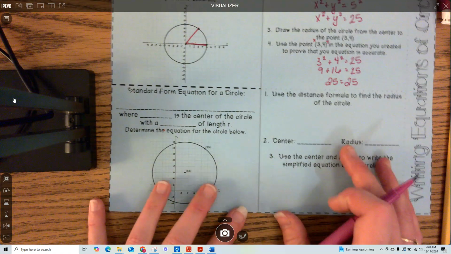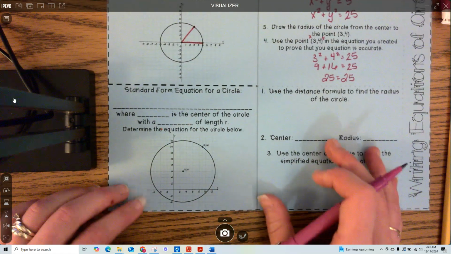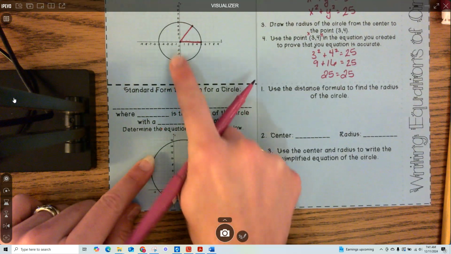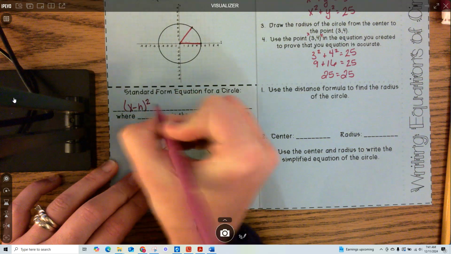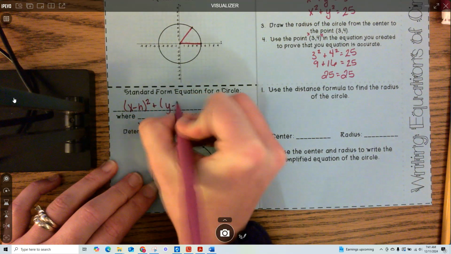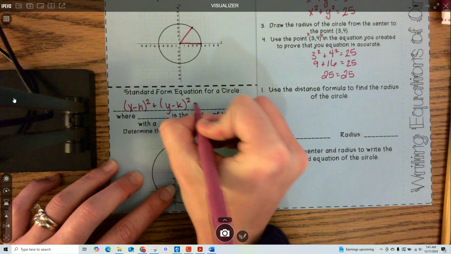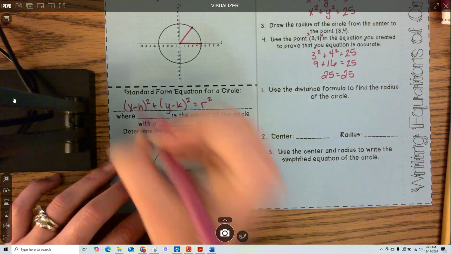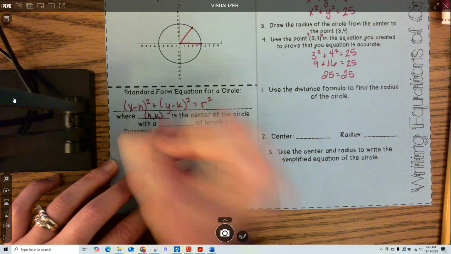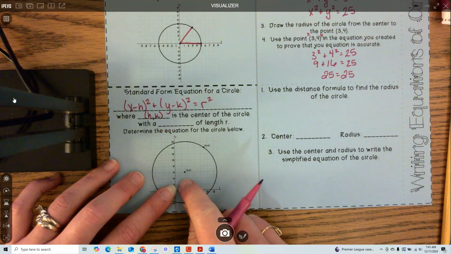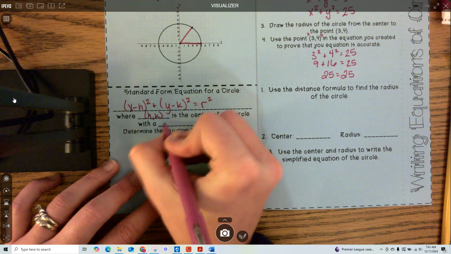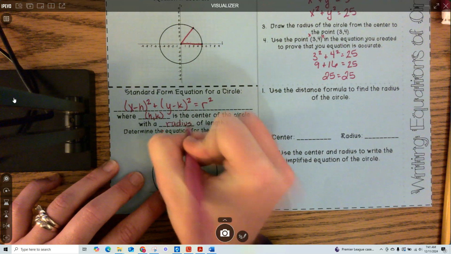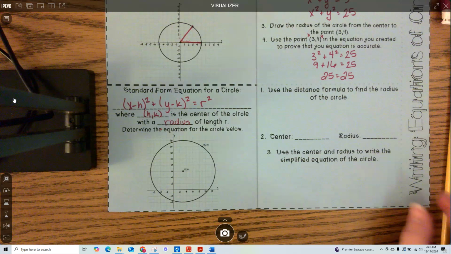All right, so now let's look at one where the center is not the origin. Okay, so the standard form equation for a circle. Any time that the center is not the origin, it's going to be (x minus h) squared plus (y minus k) squared equals r squared, where (h, k) is the center. So that center point is going to be that h value and that k value with a radius of length r.